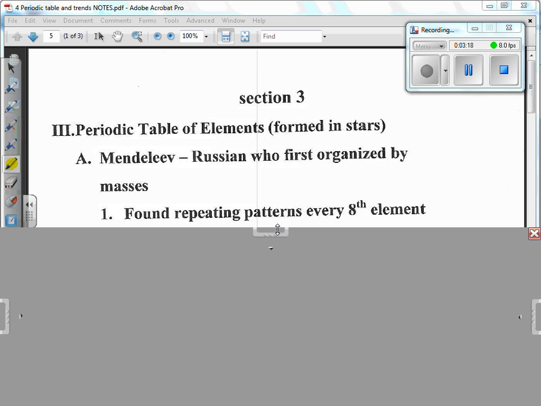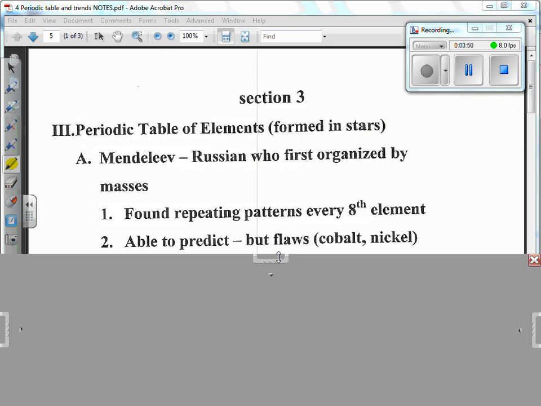And then what he found was repeating patterns every 8 elements by their mass. So put all the elements in a row by their mass, and every 8th element he had elements that acted like the one that was 8 before, and elements that acted like the one that was 8 after. So he started coming up with this idea that every 8th element is going to be similar. But he was wrong.